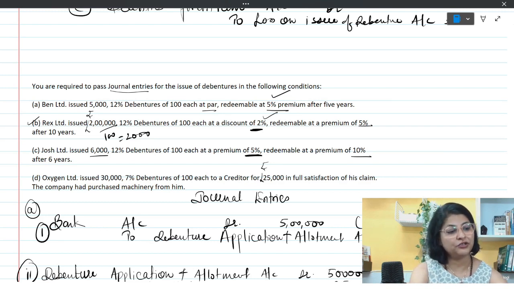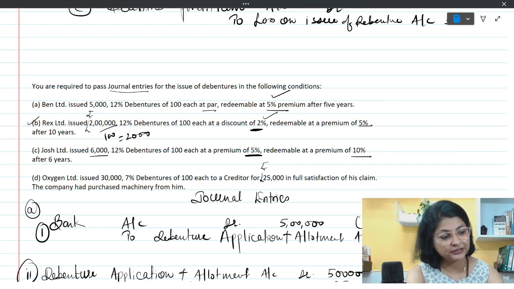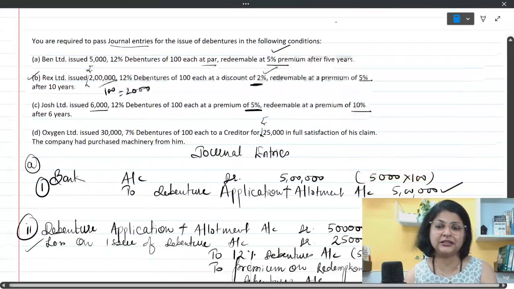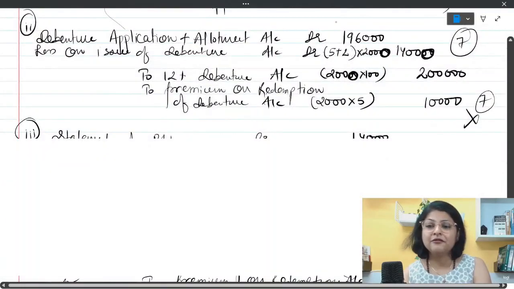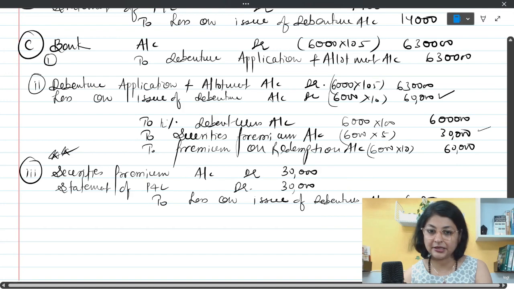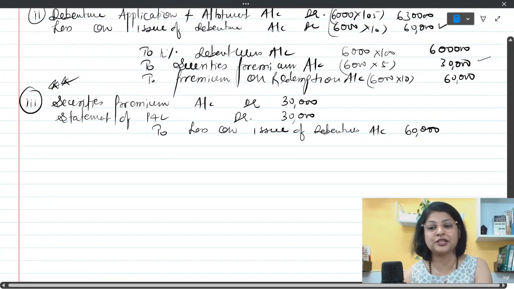So here what are we going to do? First of all, we will pass the journal entry for buying the machinery. Though it is not written that this machinery entry has to be passed, yes, we had bought machinery from this creditor, so machinery account has to be debited and creditor credited first. So let us do it this way. Though it is not the same concept, this is some other concept, consideration other than cash, which has come over here, but since it has come, let us do it.